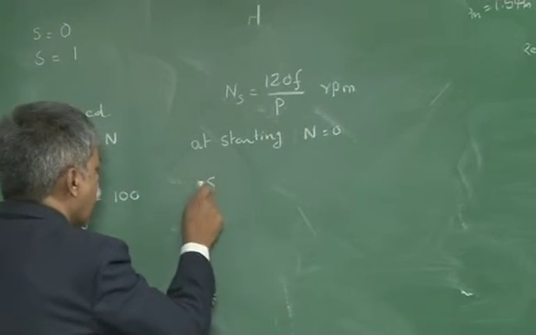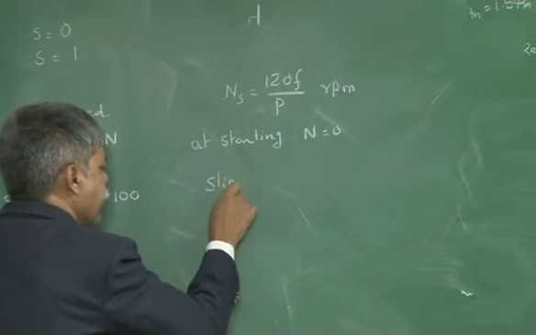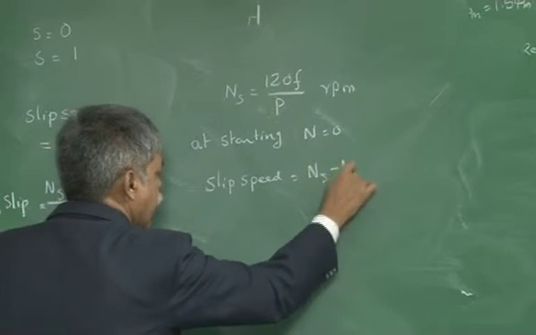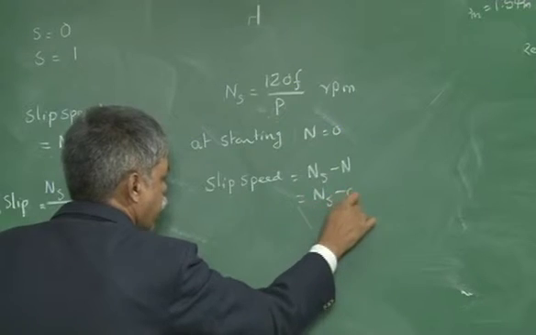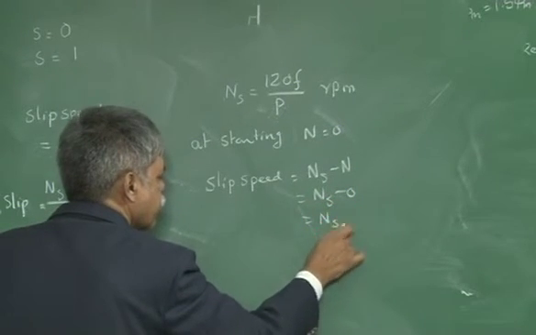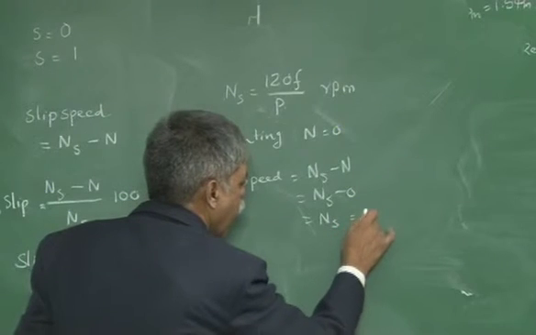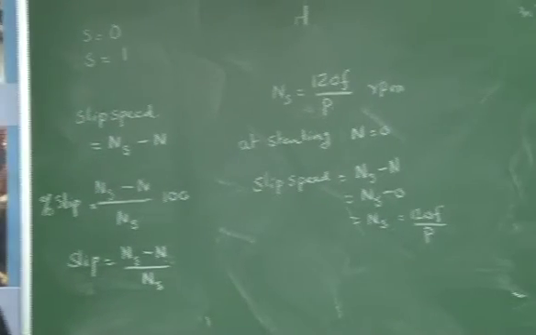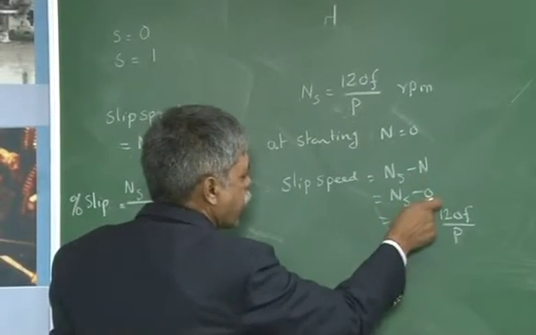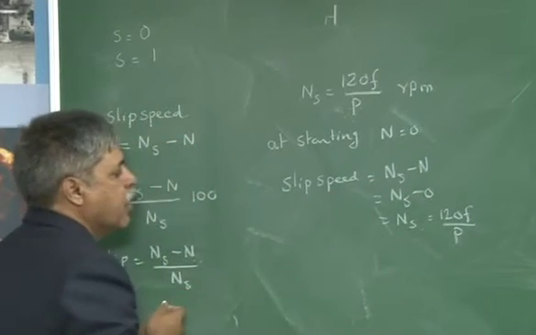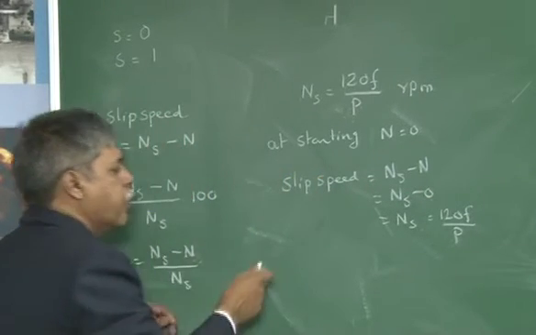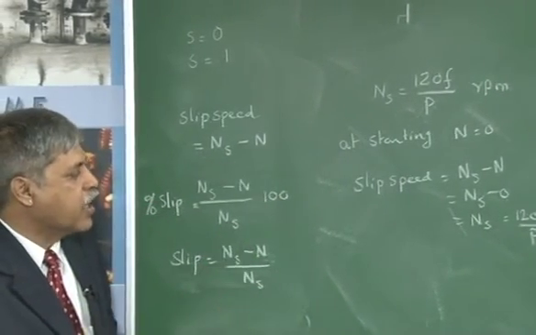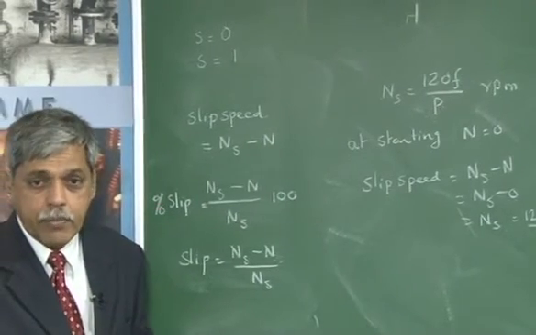So what is the relative speed or slip speed? This is equal to ns minus n, so n is 0, therefore I have ns. Ns is given by 120 f divided by p, where p is the number of poles. Because n is 0, I have a large relative speed, therefore at the time of starting there will be a larger voltage induced in the rotor, therefore the current in the rotor conductors is also larger.